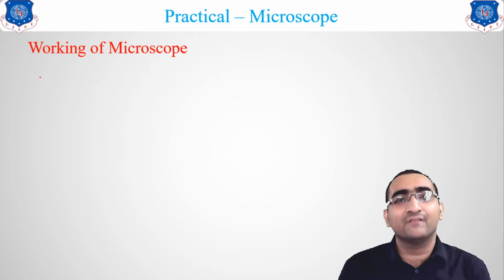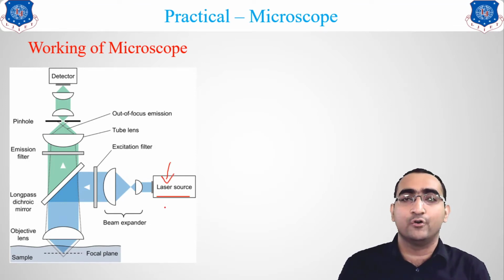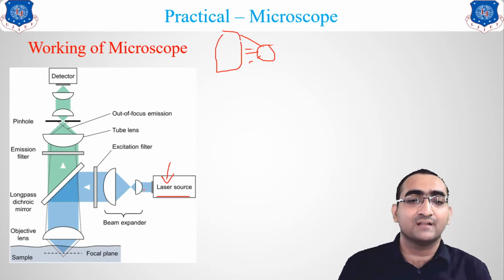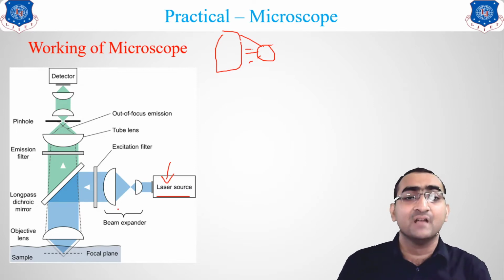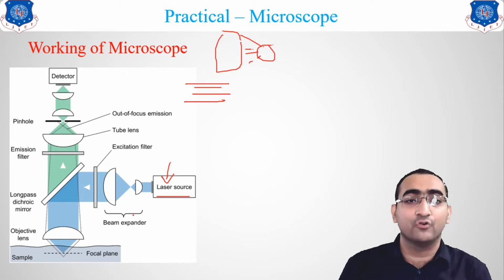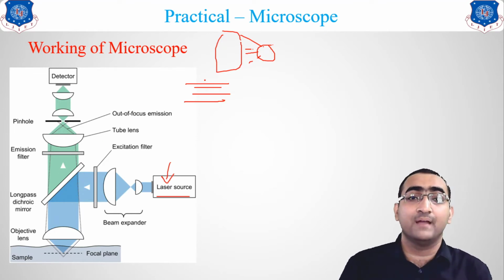Now let us see the working of the microscope. Over here you can see the ray diagram. This laser source is the light source, as I told you. Whatever light is there, as you all know, is always in a scattered way. So we use the field lens here, the beam expander. What is the role of this field lens? To make the light parallel. You can see the light is in a random way, and it will make them parallel.